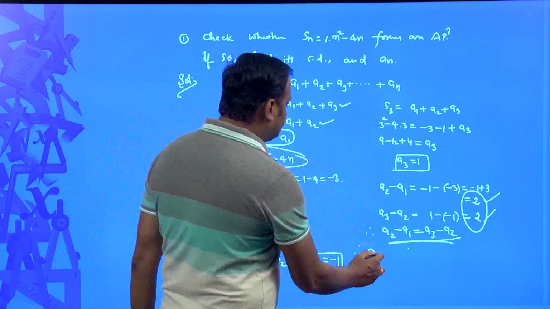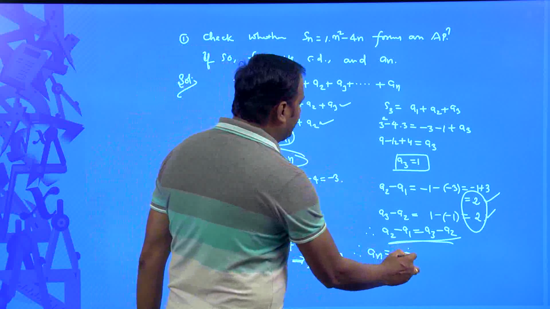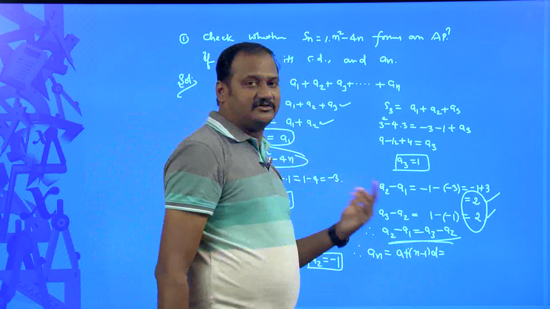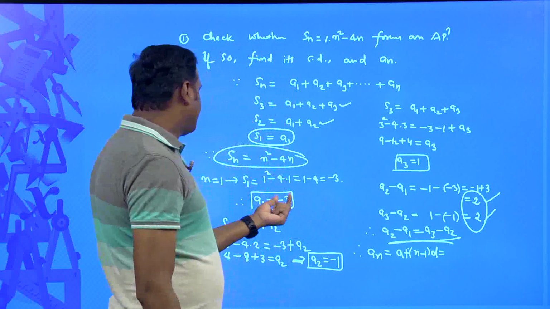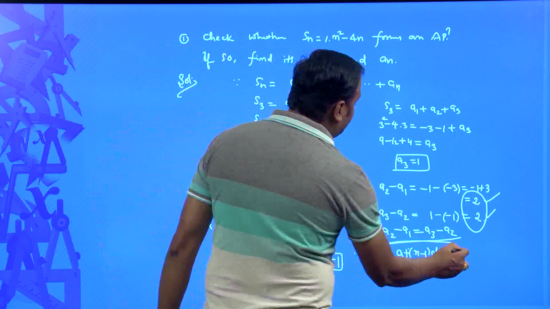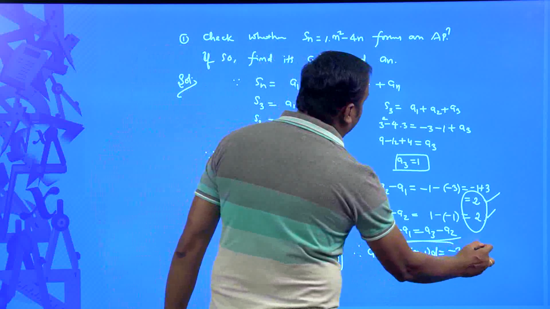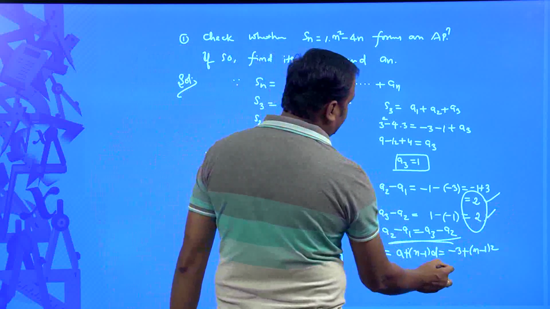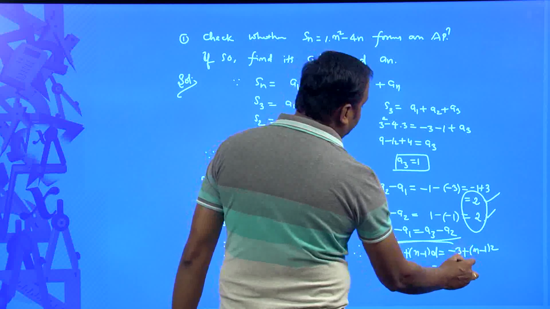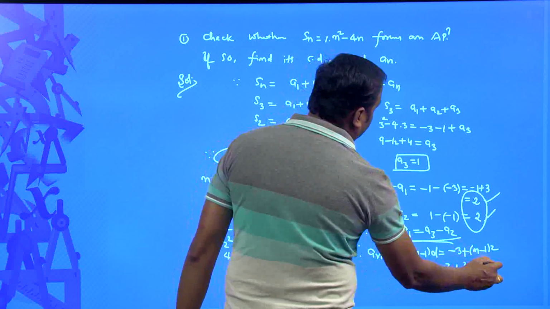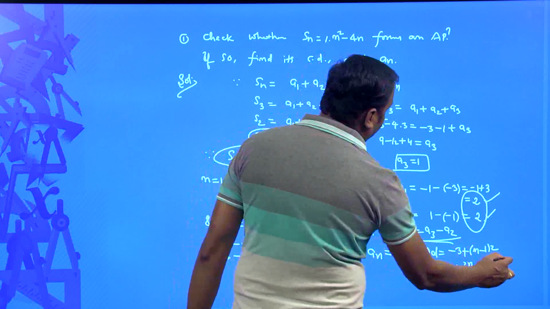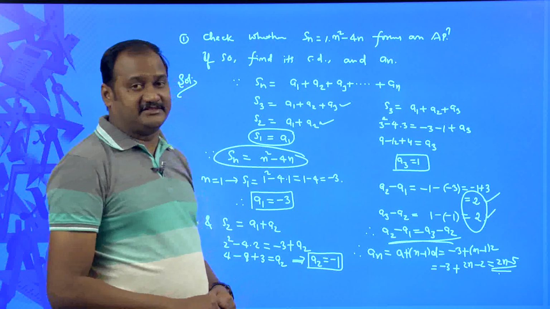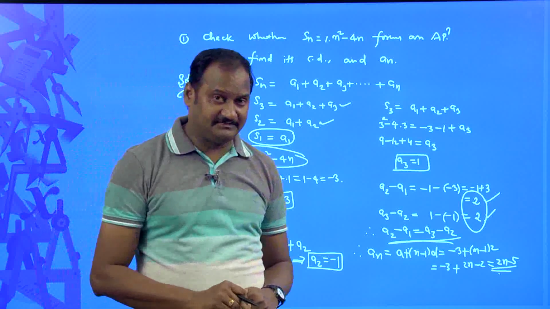Therefore, the nth term is going to be a plus n minus 1 into d, correct. a is equal to a1. What is a1 here? a1 we got as minus 3, plus n minus 1 into the common difference, which is 2. So, when you simplify this, minus 3 plus 2n minus 2, that is 2n minus 3 minus 2, which is equal to 2n minus 5. So, this would be the nth term of the arithmetic progression.